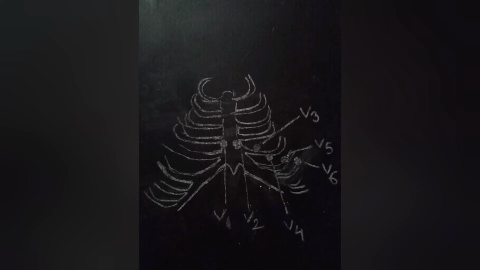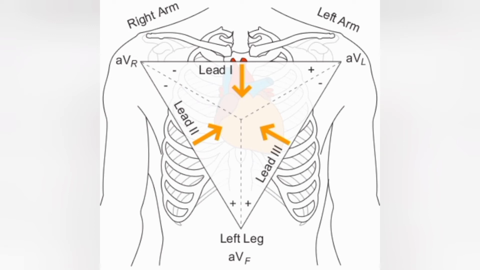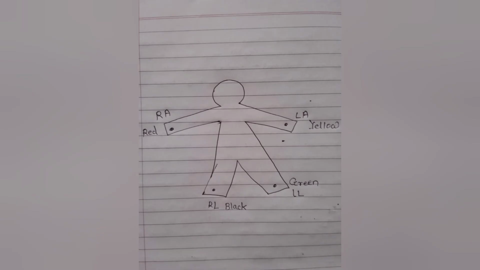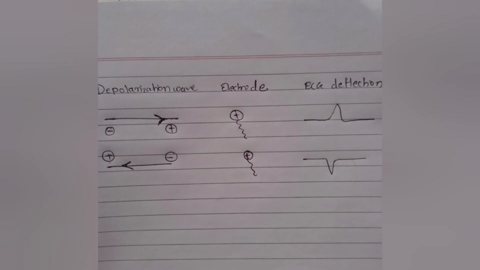The limb leads 1, 2 and 3, AVR, AVL and AVF are named RA, LA, RL and LL and are color coded to avoid misplacement. Red is for the right arm, yellow for the left arm, green for the left leg and black for the right leg. Electrical activity towards the lead causes an upward deflection. Electrical activity away from the lead causes a downward deflection. The depolarization and repolarization graph reflects in the opposite direction. You can see a standard and normal ECG waveform in the picture.